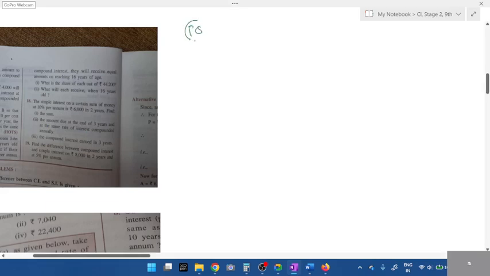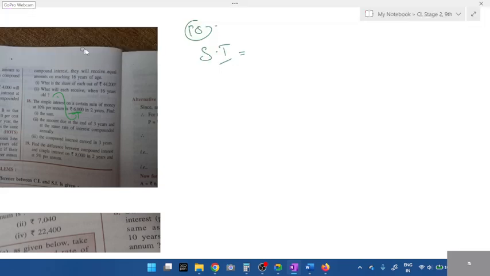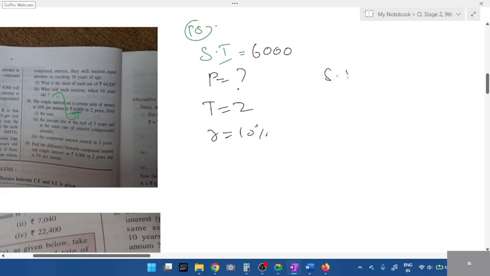Okay, what is 18th? The simple interest. Is it compound interest given or simple interest? The simple interest on a certain sum. So look at find simple interest here. Is principal given? No. Okay, the simple interest on a certain sum of money is 6,000. So the simple interest is 6,000. Principal is not given, time to use simple interest.